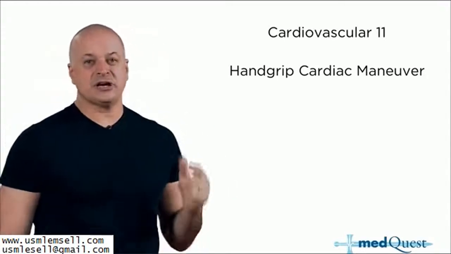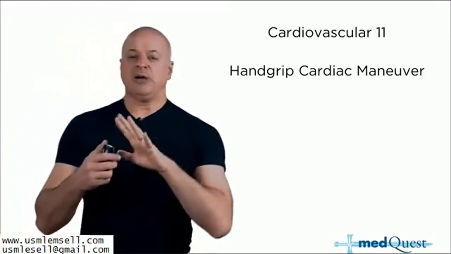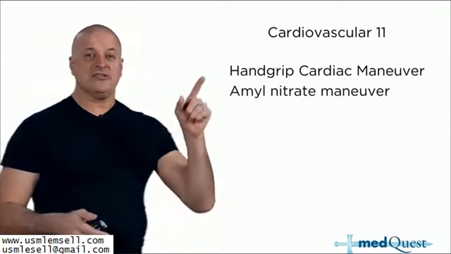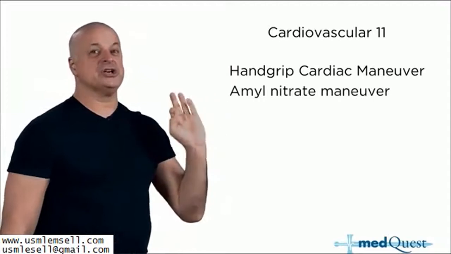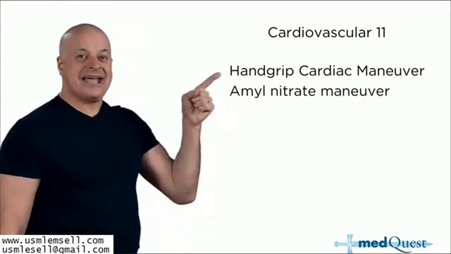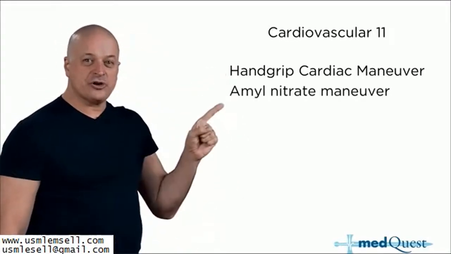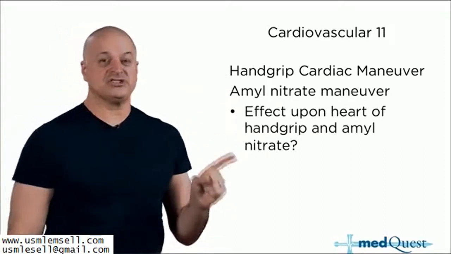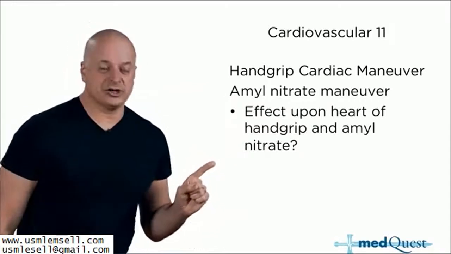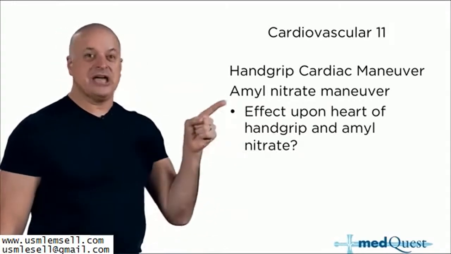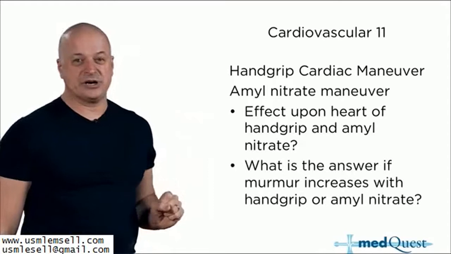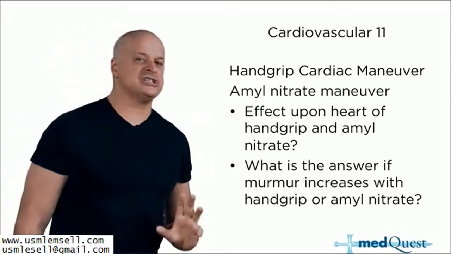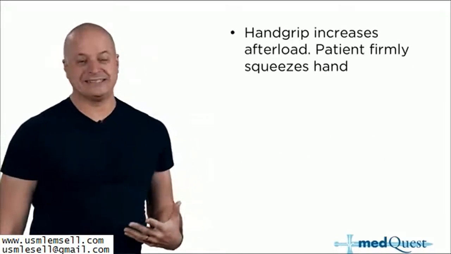Now, hand grip in the cardiac maneuver, I'm putting this again in a special card because often students need this repetitively, that hand grip and amyl nitrate are the opposite of each other. Hand grip increases afterload, amyl nitrate decreases afterload. And the effect of these on the heart is that hand grip is like the opposite of an ACE inhibitor, amyl nitrate is like an ACE inhibitor, and the effect of these on the murmurs are what they do about increasing or decreasing the loudness or intensity.